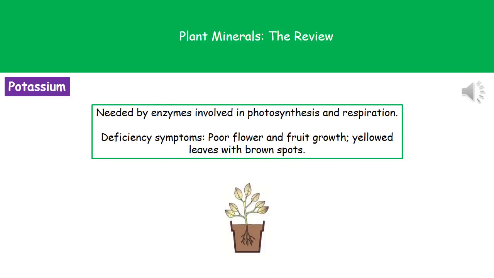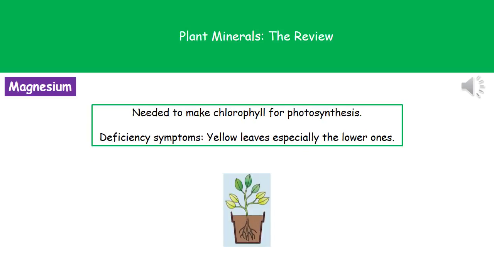The third mineral is potassium, and the reason our plant needs potassium is that in order to make the enzymes that are involved in photosynthesis and respiration, we need potassium. So if we don't get enough potassium inside our plant, we get very poor flower and fruit growth, and the leaves are kind of yellowy in colour with these brown spots.